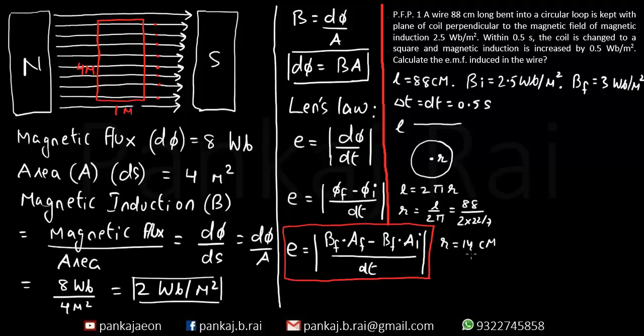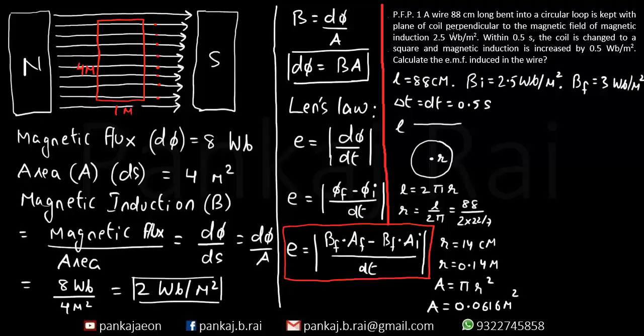Now I've got r, but what do I need? I need the area of the circle. We can also say that r is 0.14 meter, which is the standard unit. So to find the area of the circle, A is equal to pi r square. So pi is 22 by 7 into 0.14 into 0.14. If you do that, you get the area of the circular loop as 0.0616 meter square. So that is the area of the coil which initially was there.